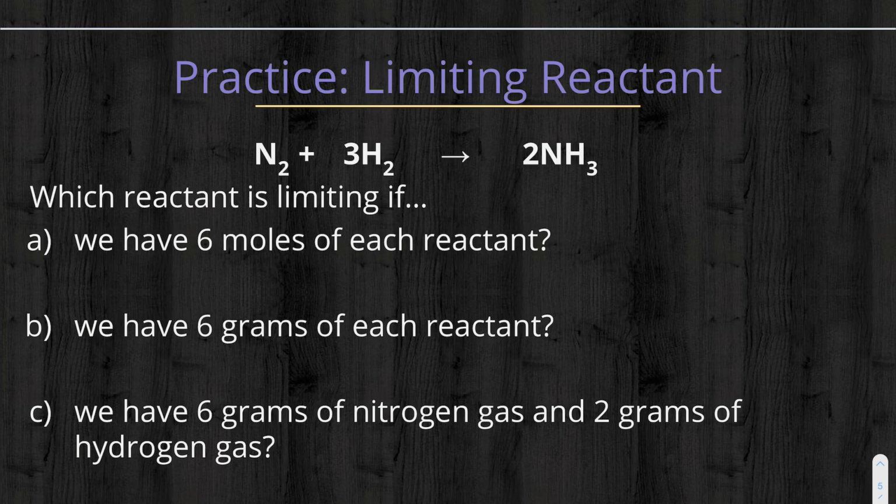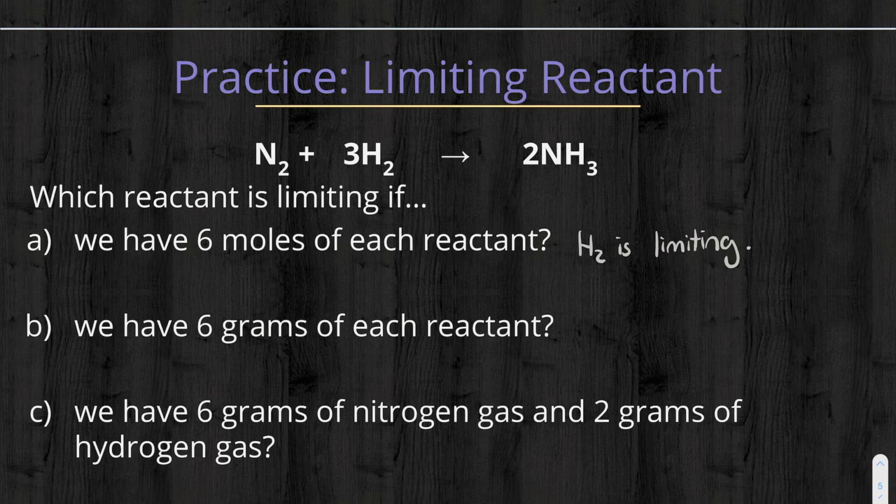So if we have 6 moles of each reactant, it's kind of similar to what we did last time on the previous slide. If we have 6 moles of each, we have the same number of each one, and I can see that we're going to use the H2 up first because of its coefficient there. So because you need 3 of them, I'm going to use them up first, so H2 is limiting.